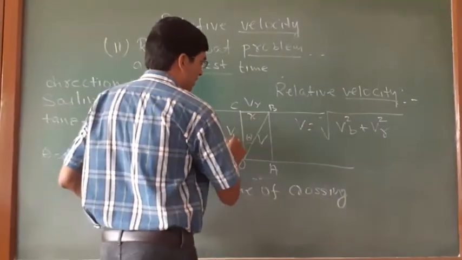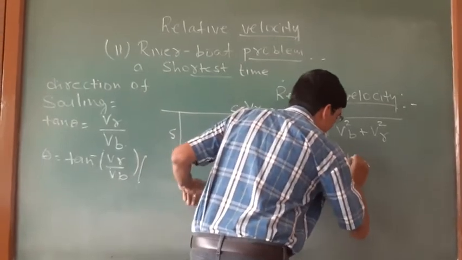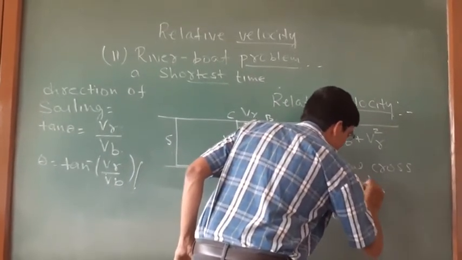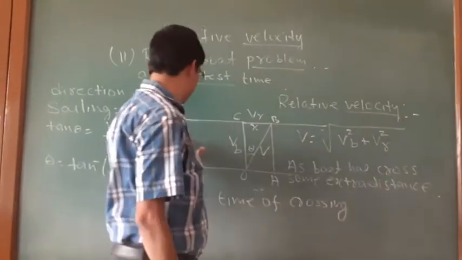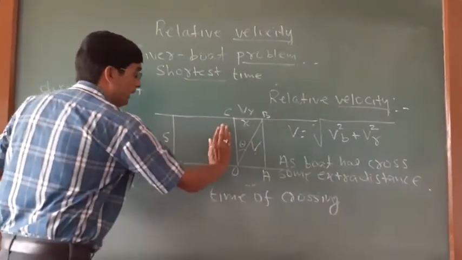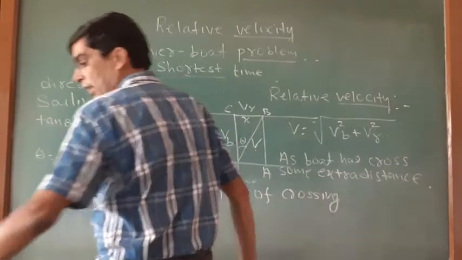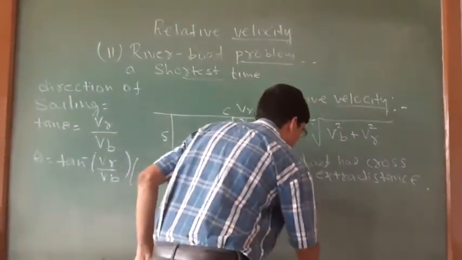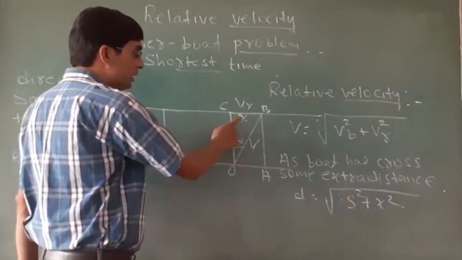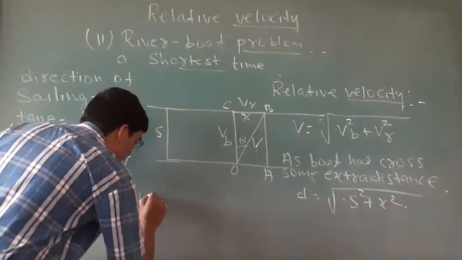The river has carried the boat an extra distance. This is the extra distance, as the boat has crossed some extra distance. What is that? That is the square root of s square plus x square, because this and this are the same. This is the width of the river. So when we are ignoring velocity, we are considering the width, where s is the width of the river. So the distance is the square root of s square plus x square. X is this distance. When we talk about distance, this is the distance. When we talk about component velocity, this is VR. And we got the relative velocity.